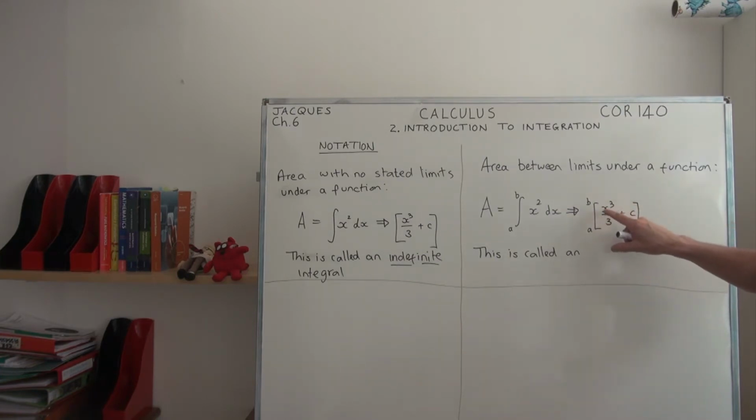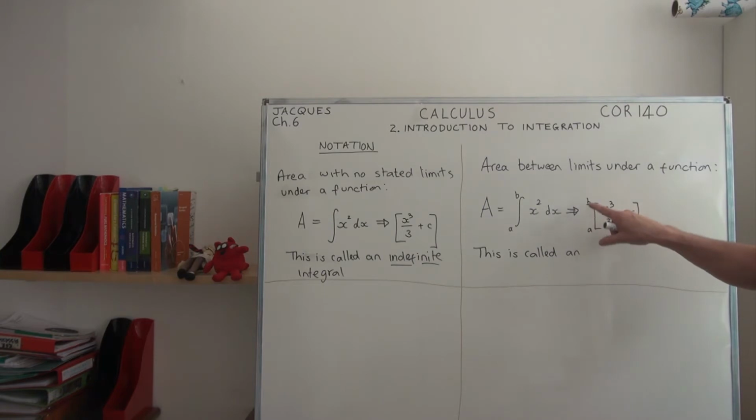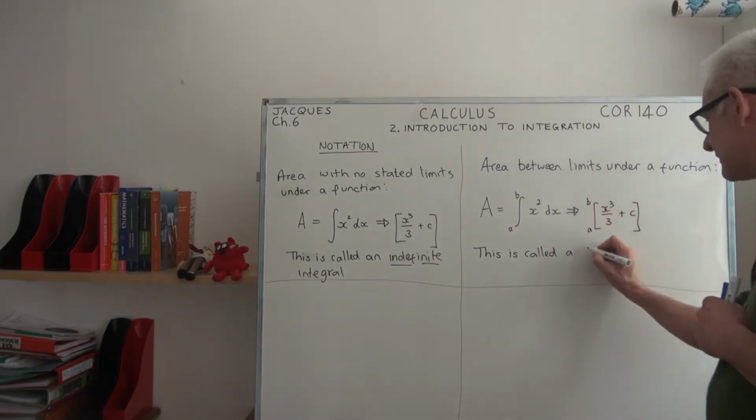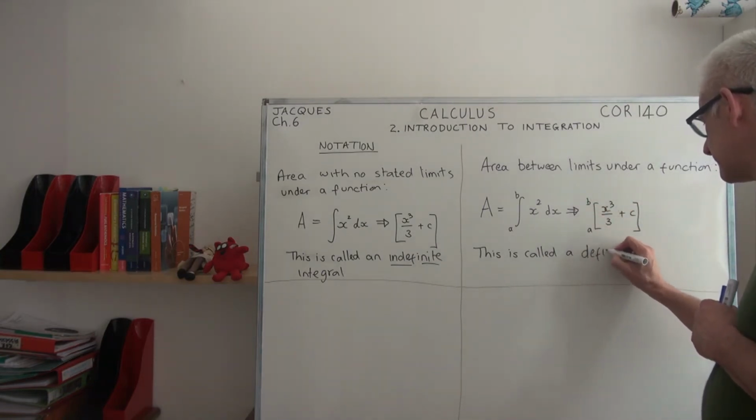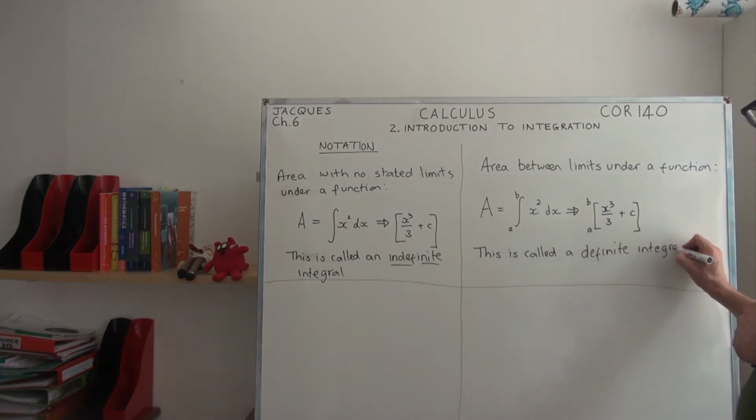The A will be fed into the x cubed part to work out one area. The B will be fed into the x cubed later on to work out another area. And then we're going to work out the difference between the two to find a total area. So this is now a definite integral. We have defined the limits where we want to find the area underneath that function.